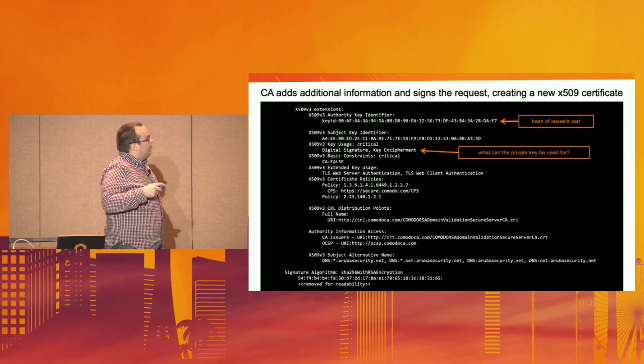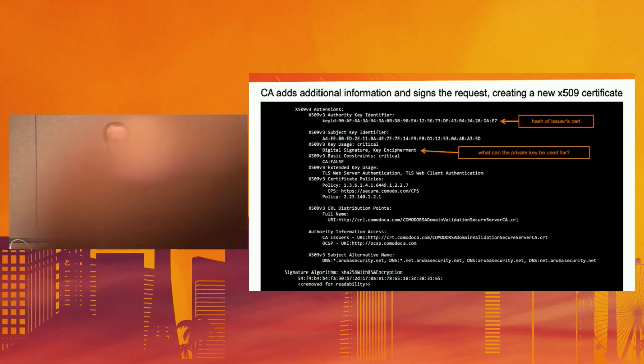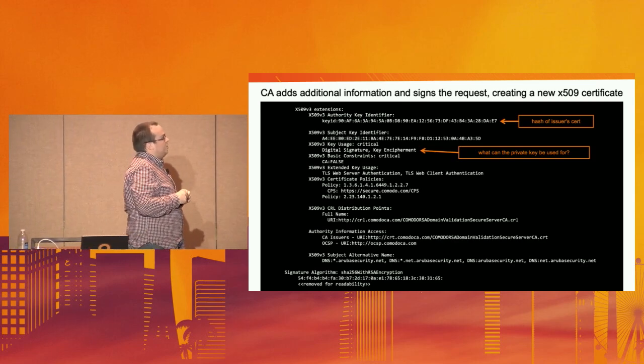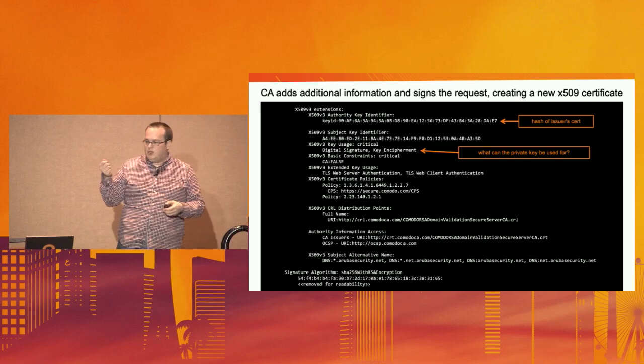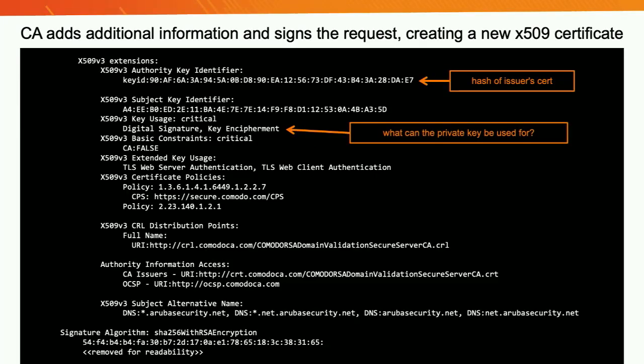The subject key identifier below, sorry, I'm all off on these. The subject key identifier below is the certificate itself, right? So that is the thumbprint of the certificate. And then the key usage, right? What can this private key actually be used for? In this case, this is a server certificate, so you're generally going to have digital signature and key encipherment. We'll talk about that in a second.